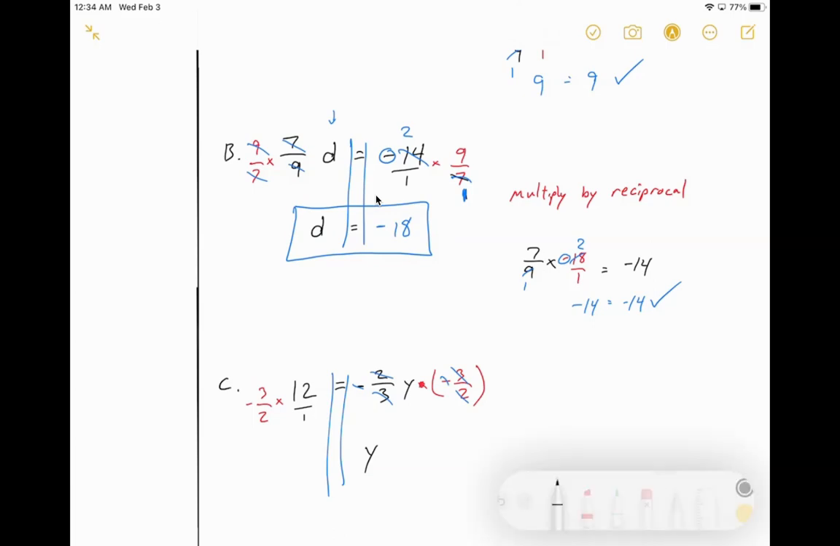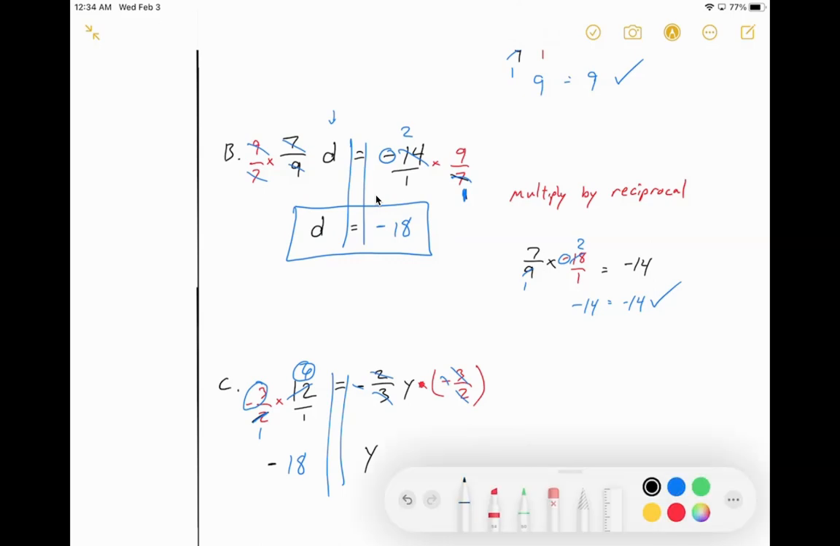Now on the flip side, look over here. You should see, okay, well, there's one negative. My final answer should be negative. I know that for sure. Now let's go ahead and cancel. This is going to become a 1. That's going to become a 6. Negative 3 times positive 6 is negative 18.